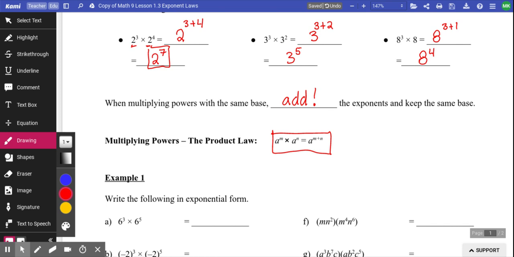So they're saying if you have two bases that are the same, and you're multiplying, then you can add the exponents to become one, like that: a to the power of m plus n. This is add. And I put a big exclamation mark because that's it. But that means that's a sum. It's poor grammar.